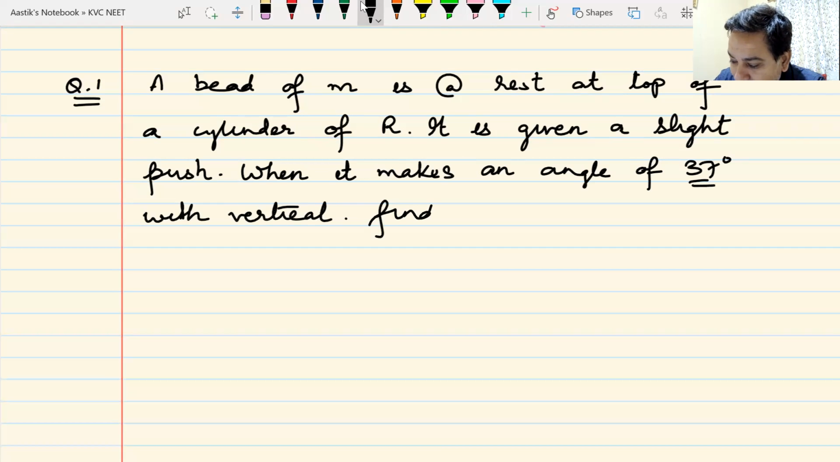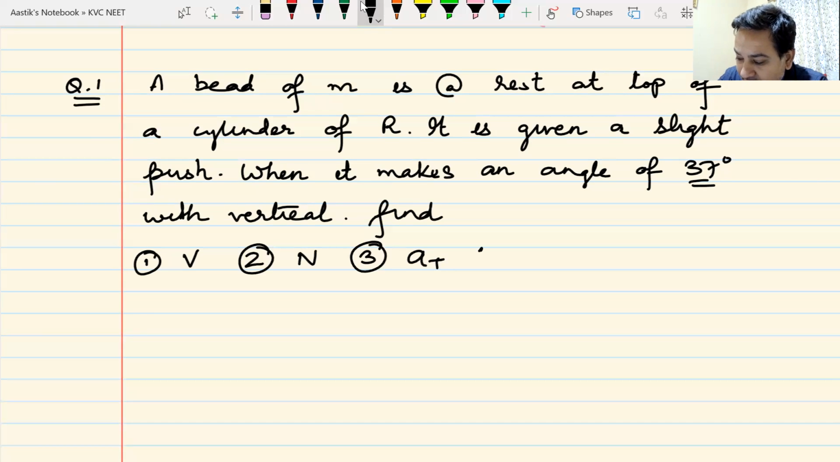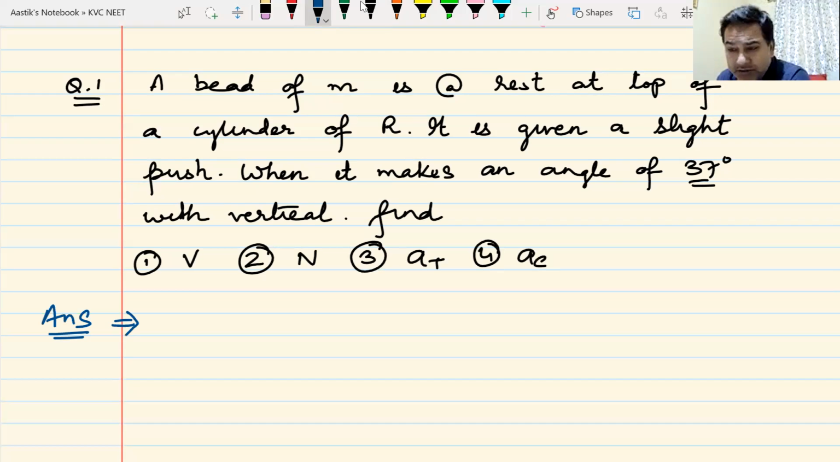Find number 1, the velocity v. Number 2, the normal reaction force. Number 3, tangential acceleration. Number 4, centripetal acceleration. I have covered all the questions here. This is just for you to understand and remember all these formulae. Your time to solve this question and to remember these formulae starts now.